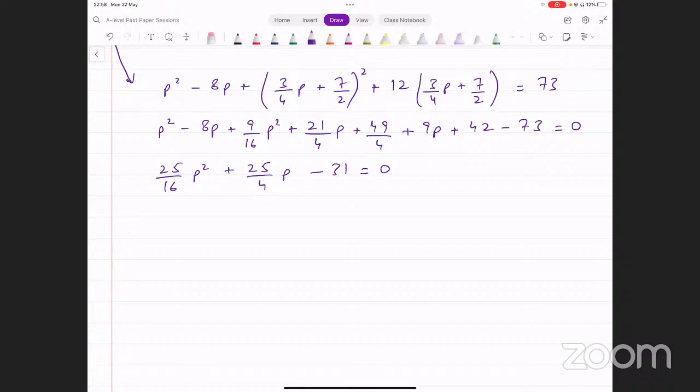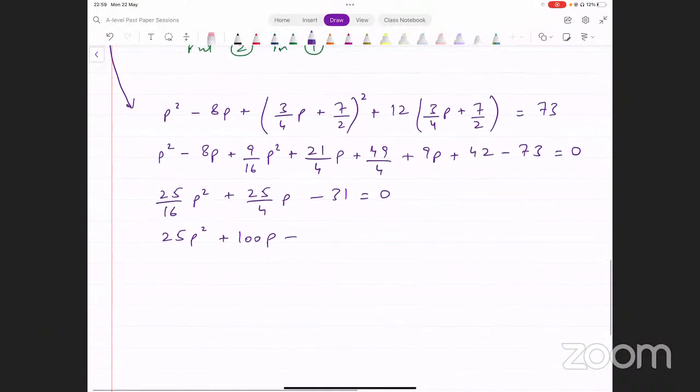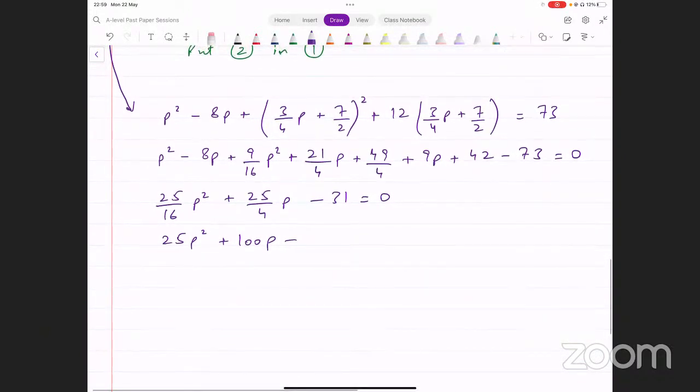16 से multiply करते हैं, 25 p square आ जाएगा. And then we have 25 into 4, which is 100, into p, and then the constant term. Constant मेरे पास दो क्यों आ रहे हैं? वैसे 3 तो नहीं आने चाहिए थे. 12 into 17 over 2, yeah, 49 over 4 हमने ऐड नहीं किया यहाँ पे.